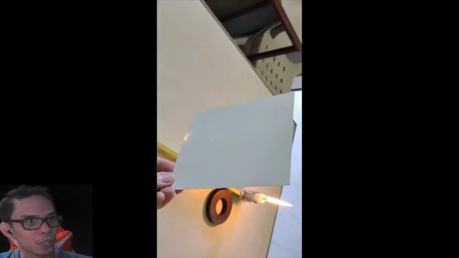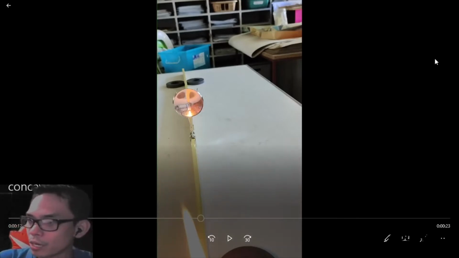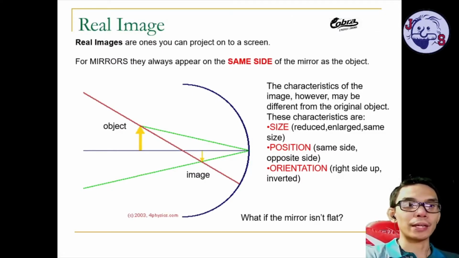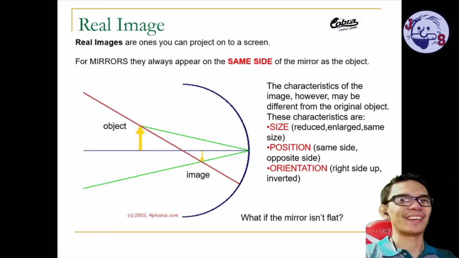If you take a closer look at the image on this concave mirror, that is a real image. The image that was focused on this projection screen is a real image. If we replay this one, that is the inverted image. That inverted image that you have right there is a real image. Again, it can be projected onto the screen. So that was the real image.